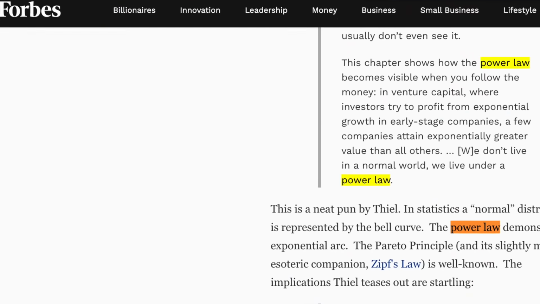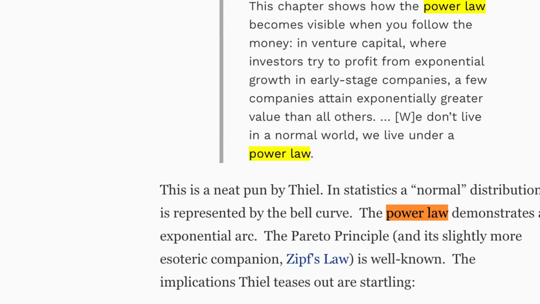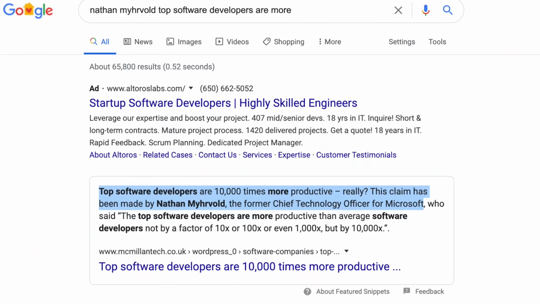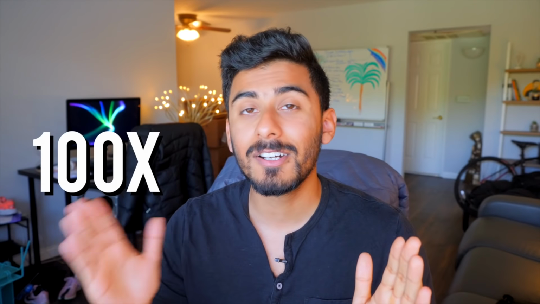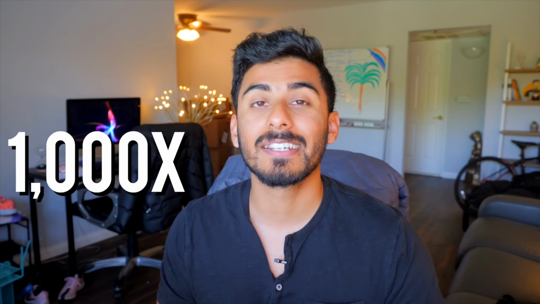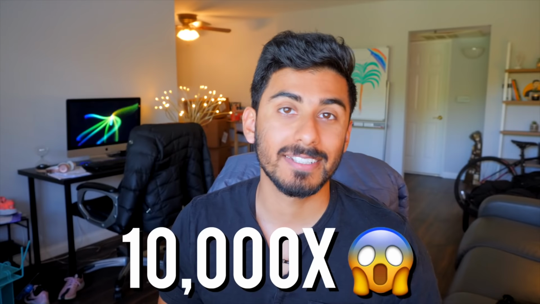According to the power law theory, which states that certain actions produce exponentially more results than others, even the former chief technology officer Nathan Myhrvold said the top software developers are more productive than average software developers, not by a factor of 10x or 100x or even 1,000x, but by 10,000x.